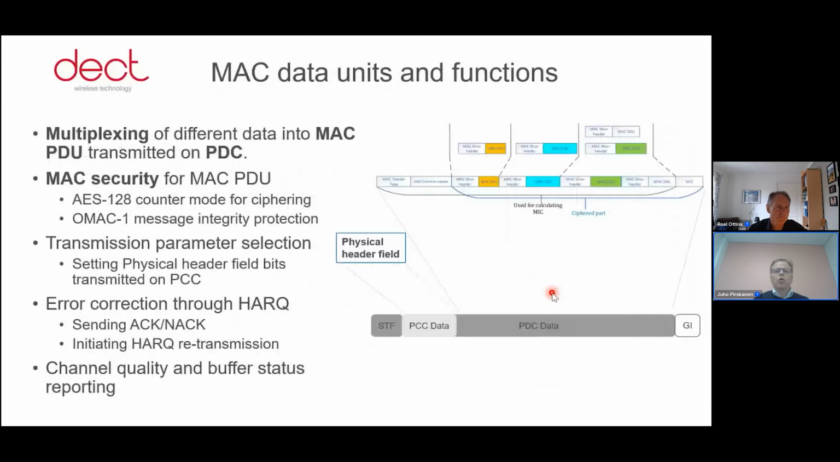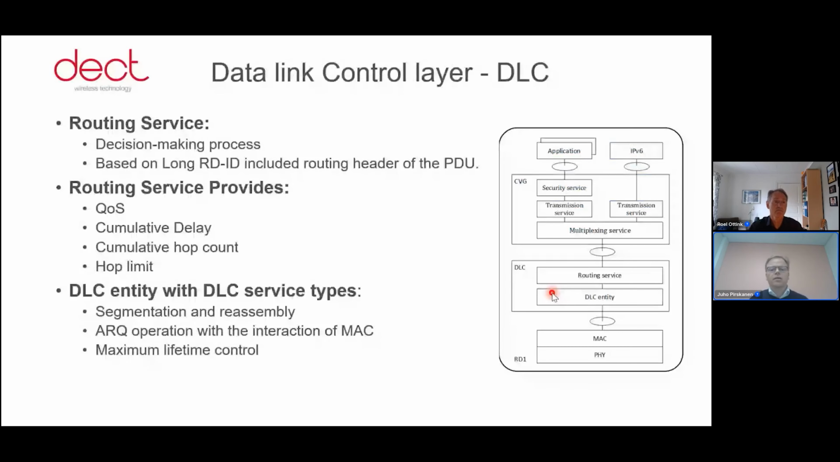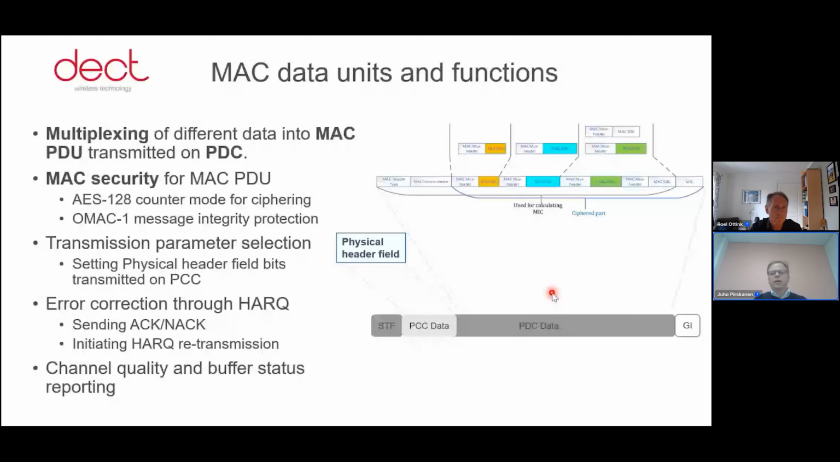Okay, so now we are going to the MAC side. So basically the MAC is the key when we think about the data path. It's basically multiplexing all different data to the physical layer. So the MAC PDU may contain several types of data, which is integrity protected and also ciphered. And that data then goes to the PDC part of the physical layer transmission.